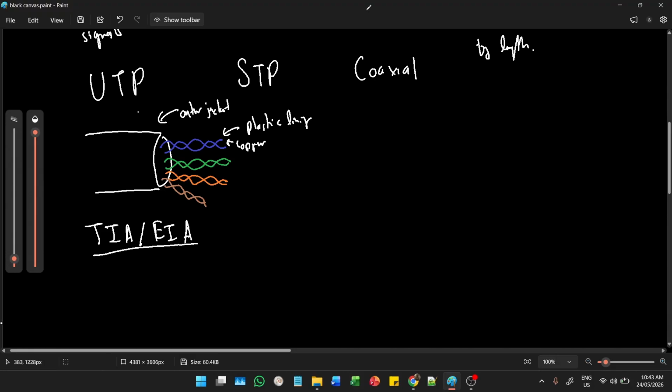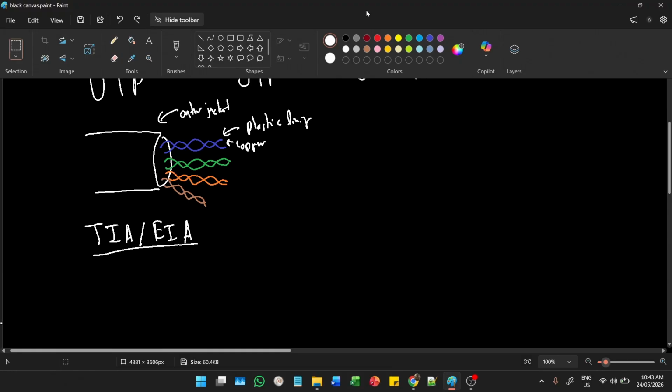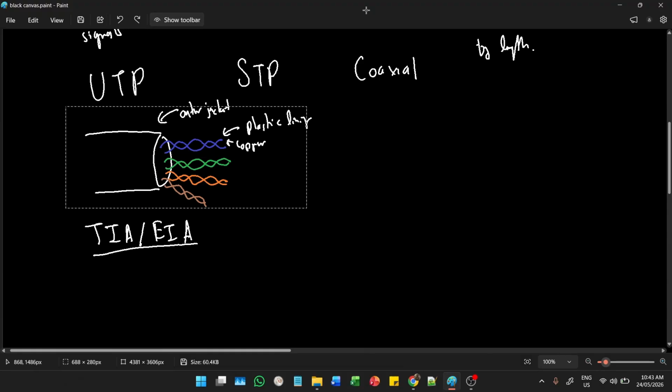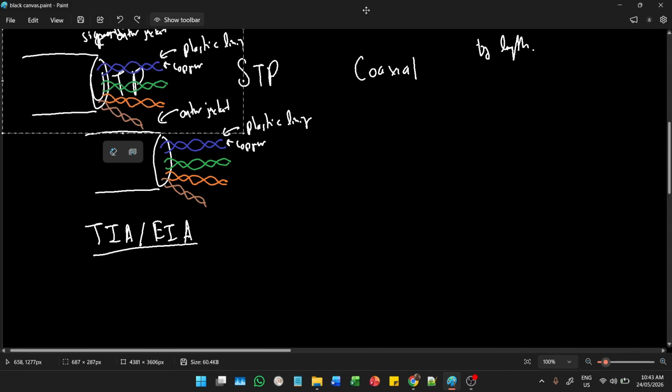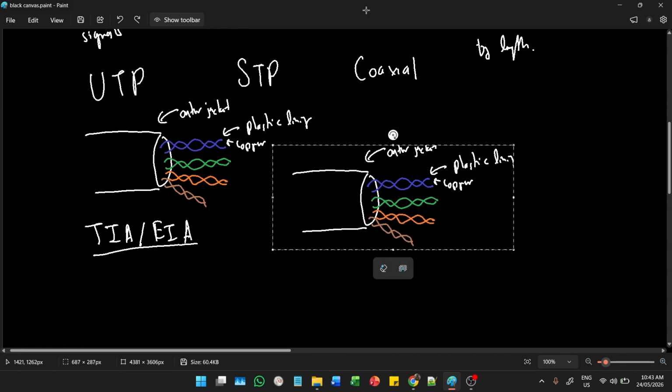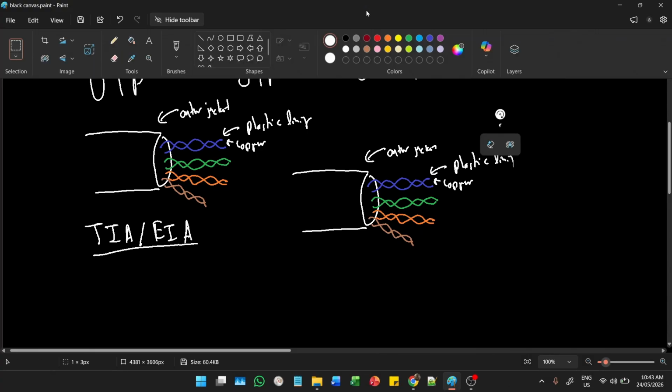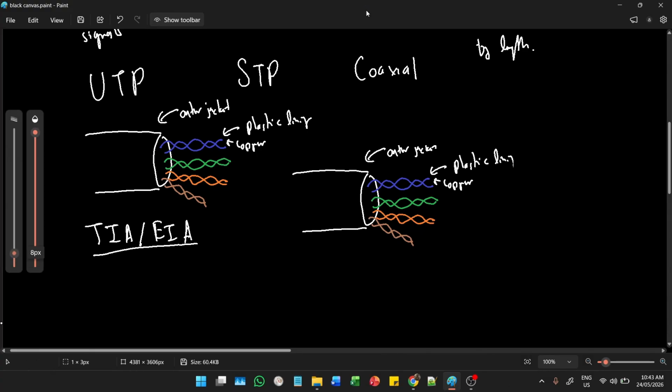So an unshielded twisted pair has three parts: outer jacket, plastic lining, and the copper wires inside. The STP is literally the same thing. So let me copy my majestic drawing. Right. So everything else stays the same except one part. What is the part, you ask?